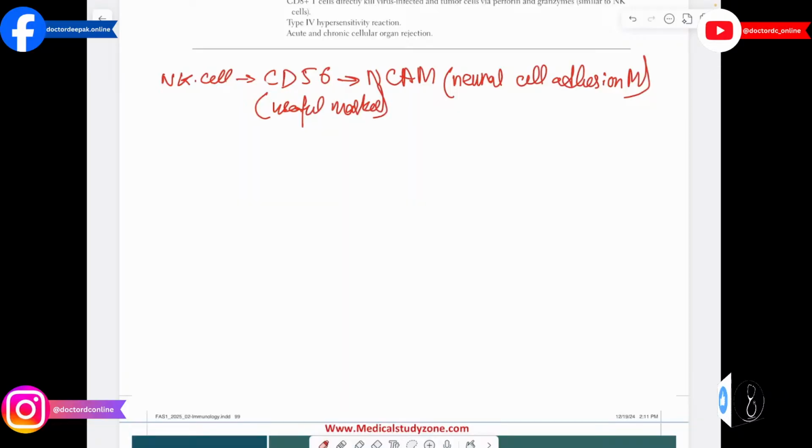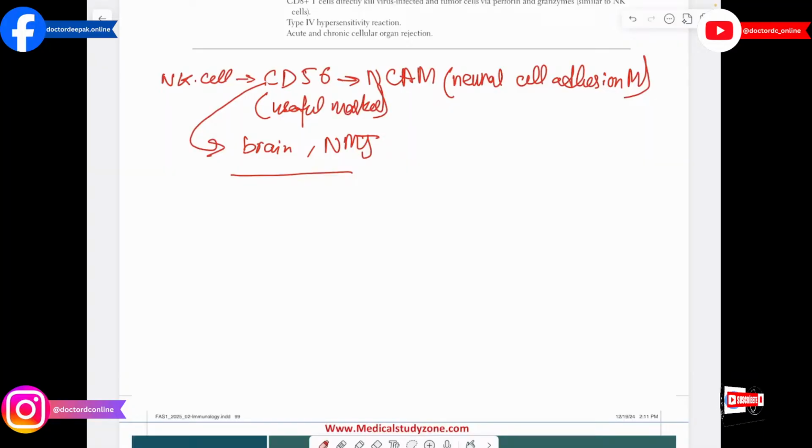Secondly, CD56 is also found in the brain and neuromuscular junctions. And it aids in binding to other cells. You are already done with antibody-dependent cytotoxicity, in which there is activation of natural killer cells by IgG, and also activation of eosinophils by IgE.